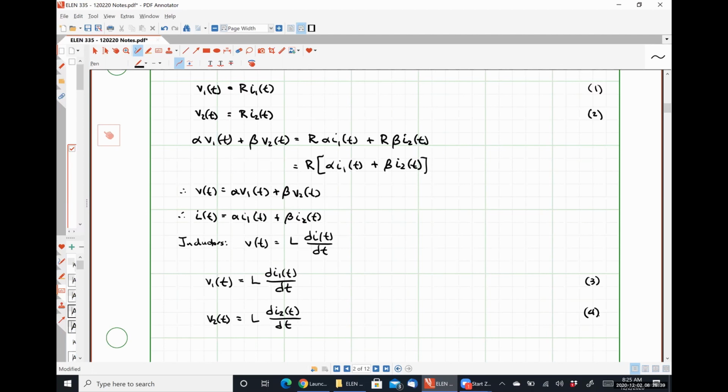We're going to do the exact same thing. We're going to scale equation 3 by alpha, scale equation 4 by beta, add them together, and see if it looks like our characteristic equation.